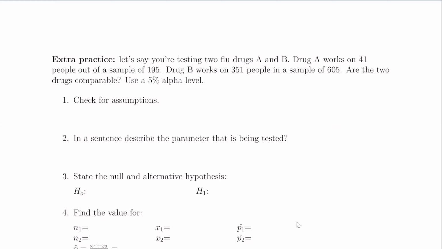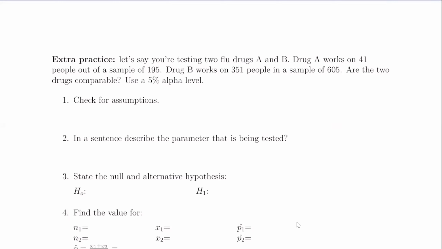Let's say you're testing two flu drugs, A and B. Drug A worked on 41 people out of a sample of 195. Drug B worked on 351 people in a sample of 605. Are the two drugs comparable? Use a 5% alpha level. All right.